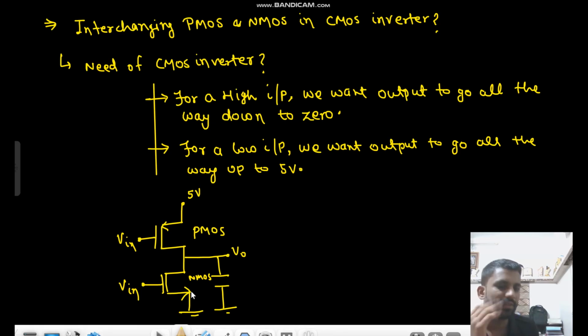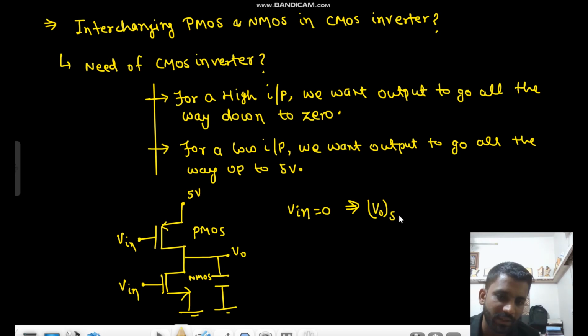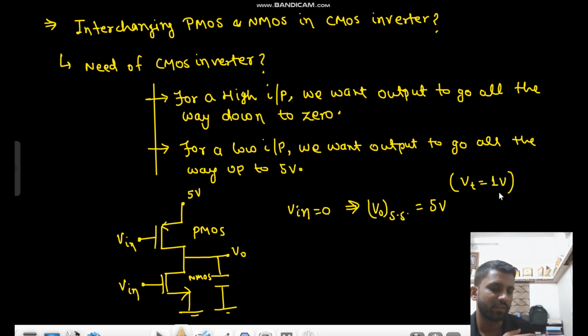The thing here is that when Vin is equal to 0, then your V naught steady state is what? 5 volt. It will be 5 or 4.3. Taking VT to be 1 volt, then it will be 5 volt or 4 volt? 4 volt. Why so? Because the condition for PMOS to be on depends on these values, right? And for NMOS to be on depends on these values.